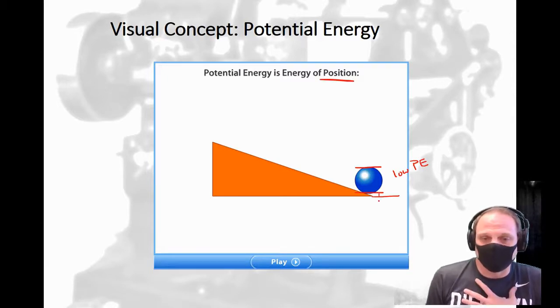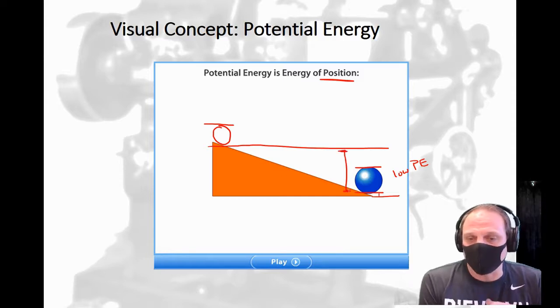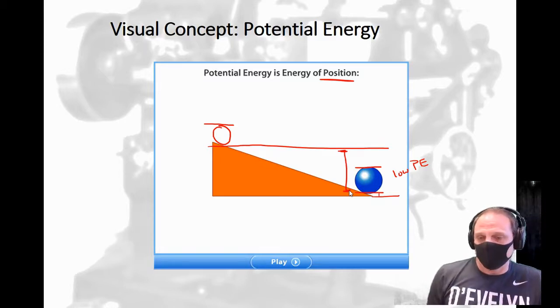If I had that sphere up here a little bit higher, then I would see that I've got a difference in the position, right? So from here to here is the change that it would be going through from going from the bottom to the top. And so you have a change in position here, so you have a change in potential energy. So the potential energy is based upon position, and we're going to show you a formula here in just a second that we'll go into in a little bit more detail.